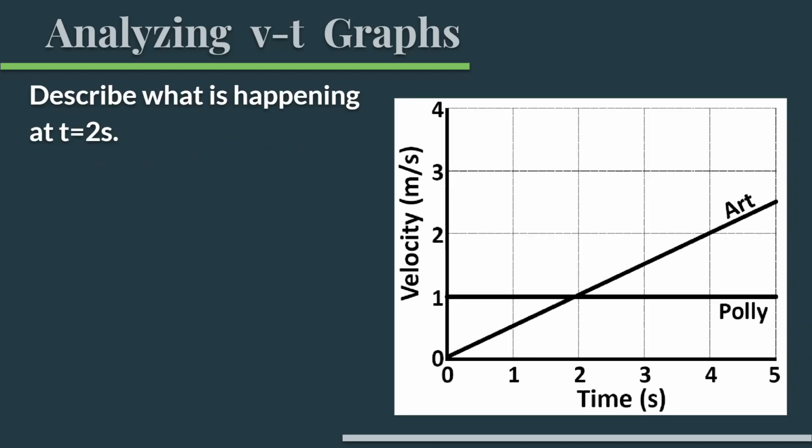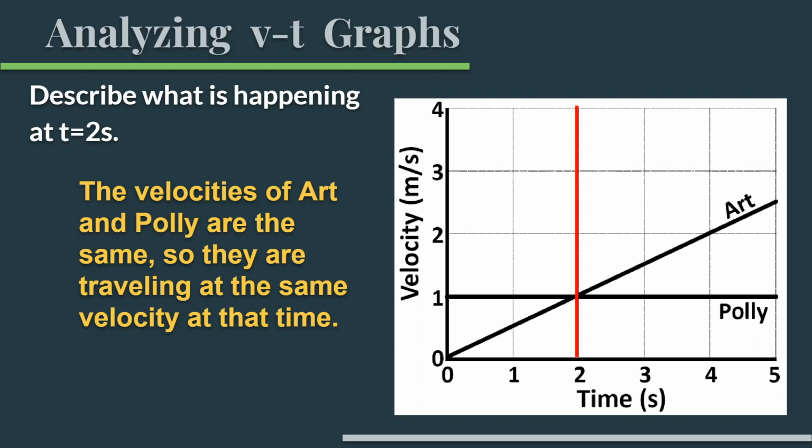What happens at 2 seconds? We talked about an intersection on a position time graph, but now we have a velocity time graph. Are they passing each other? No. This is a velocity time graph. They're not passing each other here. What is happening here? Same speed. Okay, the velocities are the same, so they're traveling the same speed at that time.